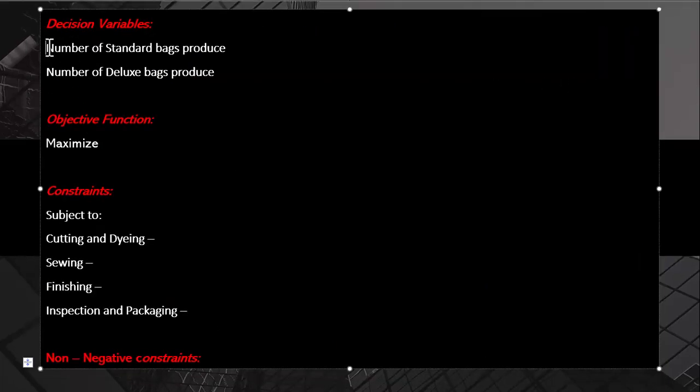So here we can say that there are two decision variables. I am putting X1 for standard bag and X2 for deluxe bag. You can write A or B, X or Y. You can use anything. And as it's a maximizing problem, our objective function would be 10x1 plus 9x2. 10x1 is for standard bag and 9x2 is for deluxe bag. We have to maximize this equation.